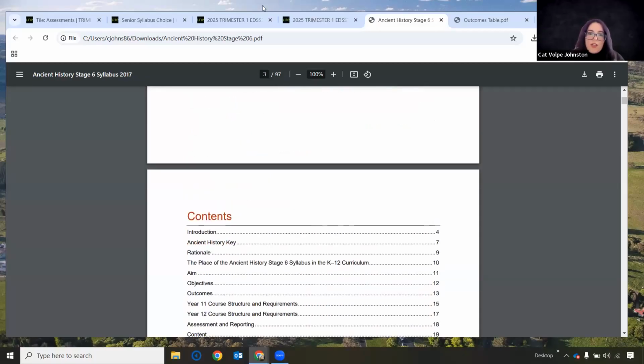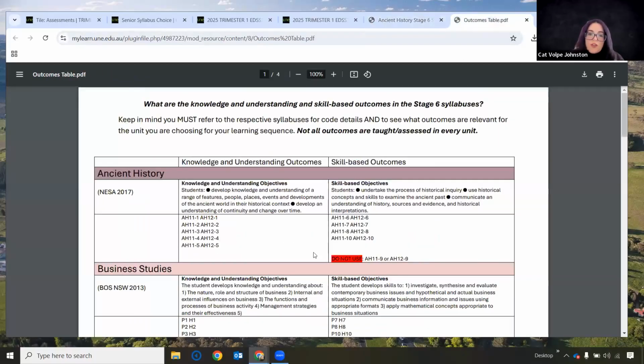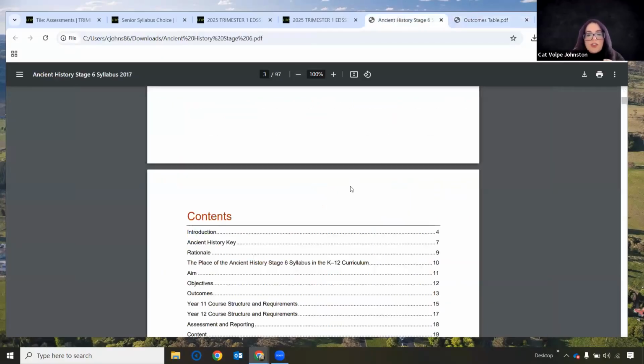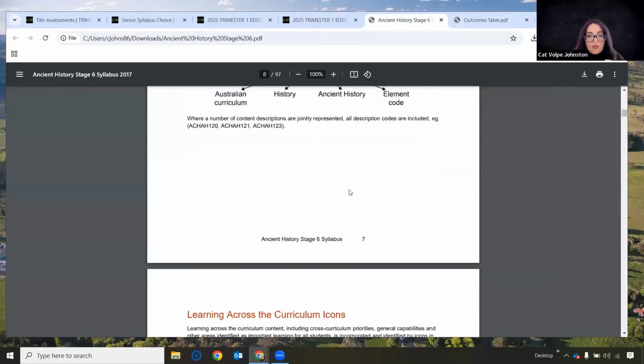And I've showed you the outcomes, which ones you can use, making sure that these are the year 11 ones, these are the year 12 ones, 11 and 12. And if we just quickly go to that, I just want to show you quickly.